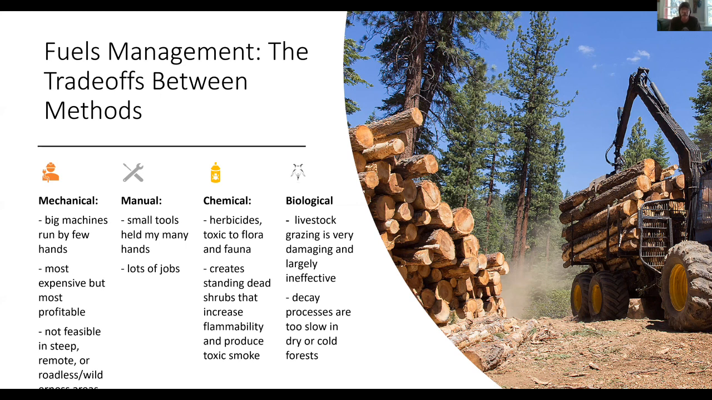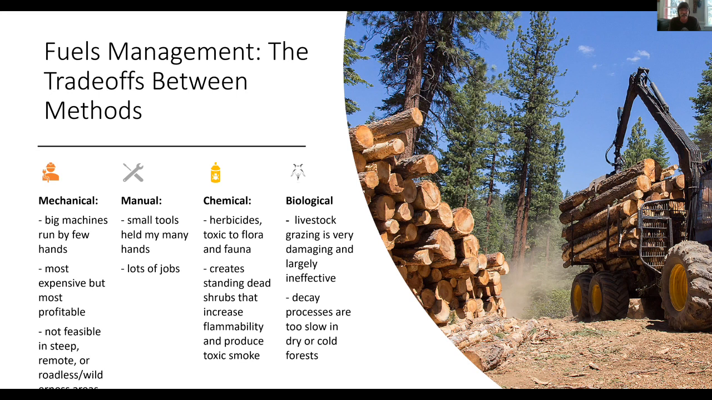Manual fuels treatments: hand tools, even chainsaws perhaps, held by many hands. These are lots of jobs, and our vision is, perhaps as part of a Green New Deal, a Green New Fire workforce doing lots of manual fuels treatments where needed, lots of jobs. Chemical applications are herbicides. That's very toxic to the wildlife, to the water, but it also in some ways makes it worse by killing the shrubs. When fires do come, they're highly flammable. You've got these dead aerial fuels and they produce toxic smoke.